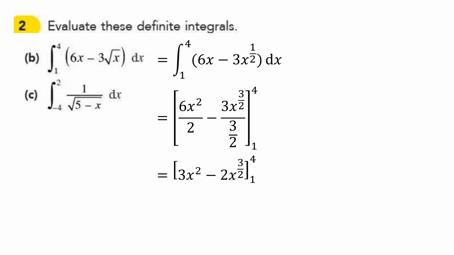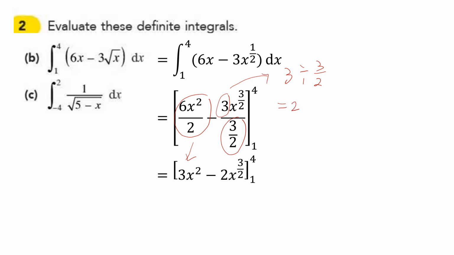Alright, so to integrate 6x, you get 6x squared over 2. Integrate x to the power half, we take the half plus 1, that gives you 3 over 2, divide by 3 over 2. Now before you substitute into the limits, it's best to simplify it. So 6x squared divided by 2 will give you 3x squared. This one, you can just use your calculator. This here means 3 divided by 3 over 2. And if you use your calculator correctly, that will give you 2.